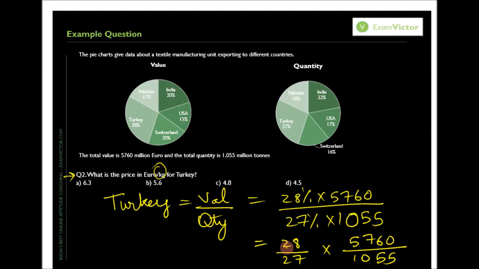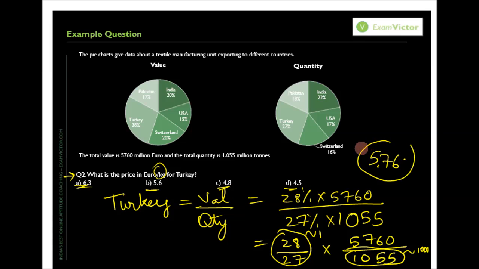So approximately the value of this, if you think 28 by 27 is almost like 1, this thing is almost like 1000. So you should almost expect this to be close to 5.76. If this was 1 and this was 1000, then that's what this would be. Now look at your choices. You have 6.3, 5.6, 4.8 and 4.5. You know that your answer is going to be close to 5.76.